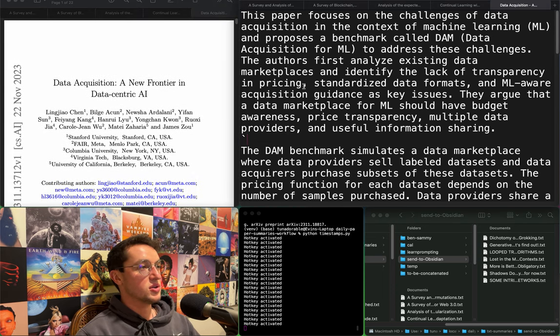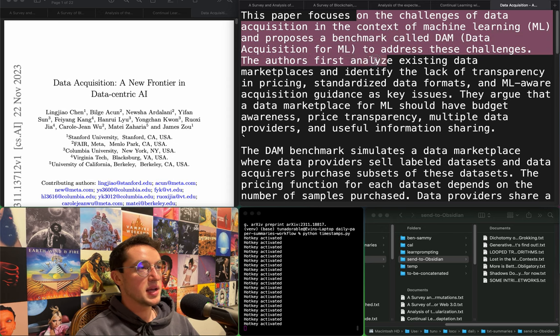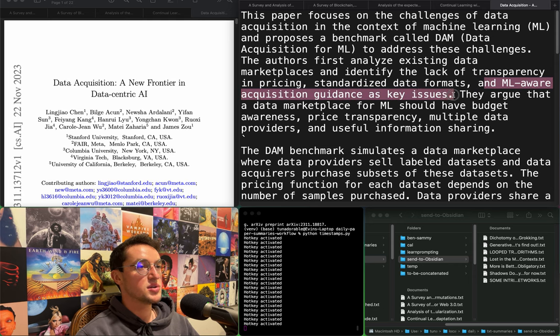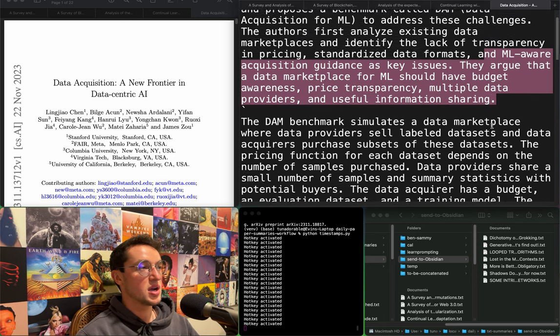Data acquisition, a new frontier in data-centric AI. Challenges of data acquisition in the context of machine learning proposes a benchmark called DAM to address these challenges. Authors first analyze existing data marketplaces and identify a lack of transparency in pricing, standardized data formats, and ML-aware acquisition guidance as key issues. Argue that a data marketplace for ML should have budget awareness, price transparency, multiple data providers, and useful information sharing.